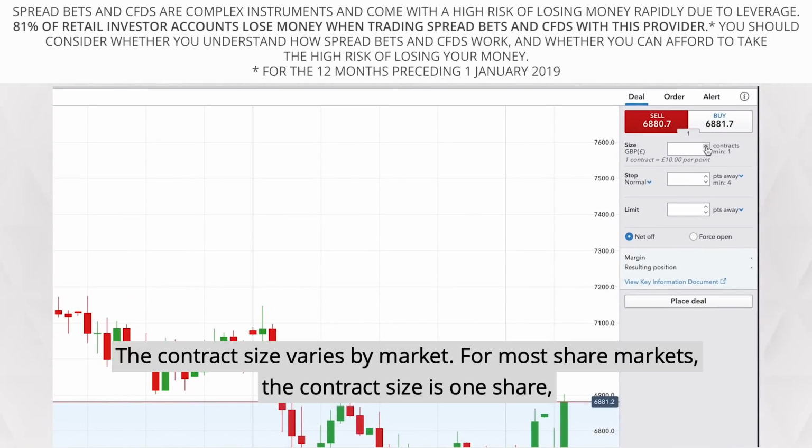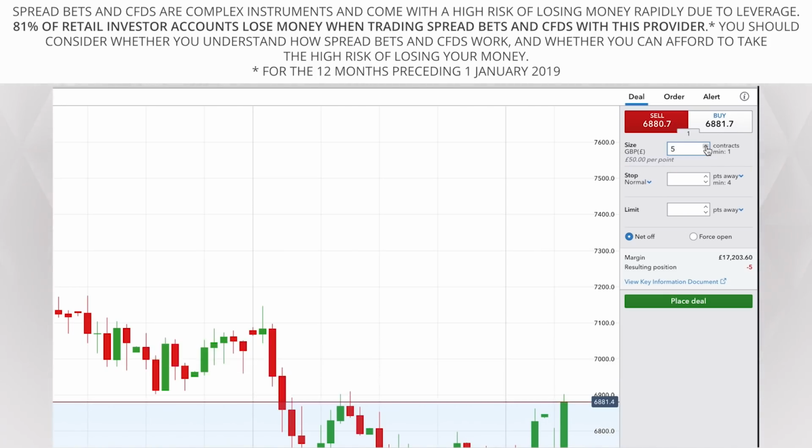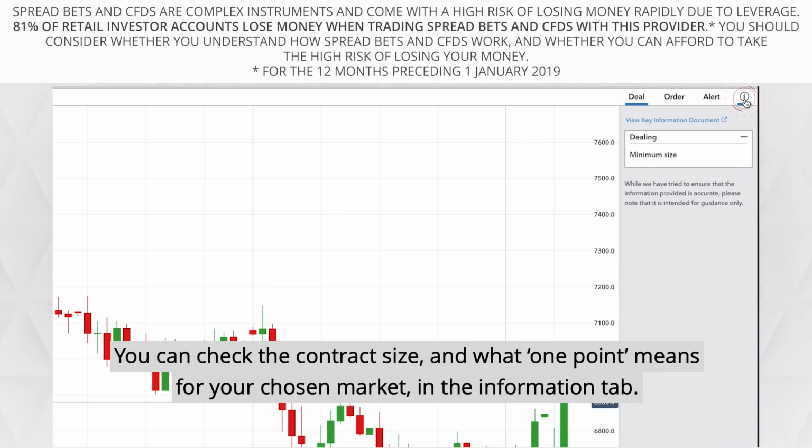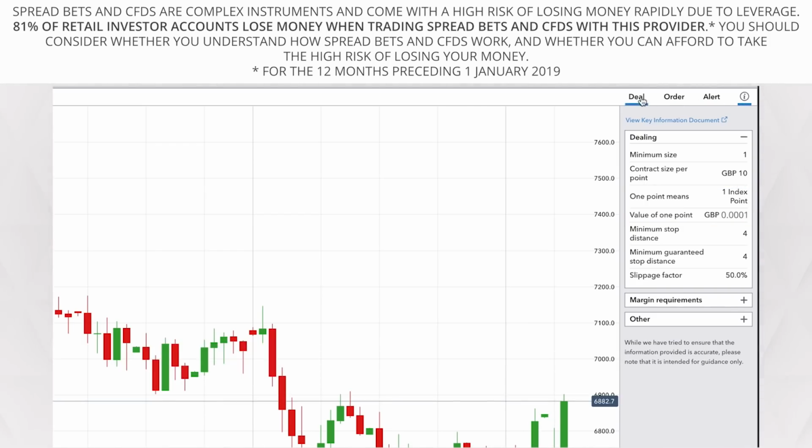The contract size varies by market. For most share markets, the contract size is 1 share, but for many other markets, it is an amount of money per point of price movement. You can check the contract size and what 1 point means for your chosen market in the Information tab.